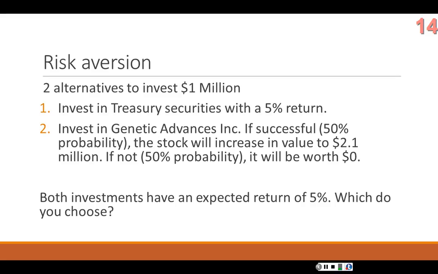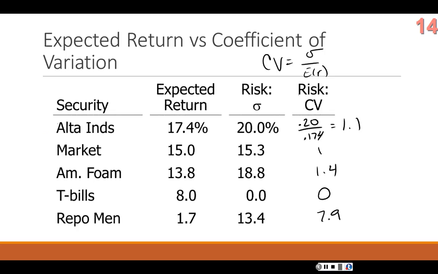Again, with the coefficient of variation, it's the amount of risk you are assuming in comparison to the amount of return that you expect to receive. The lower the coefficient of variation, the better your risk-return trade-off. So we're going to search out securities with a lower coefficient of variation.